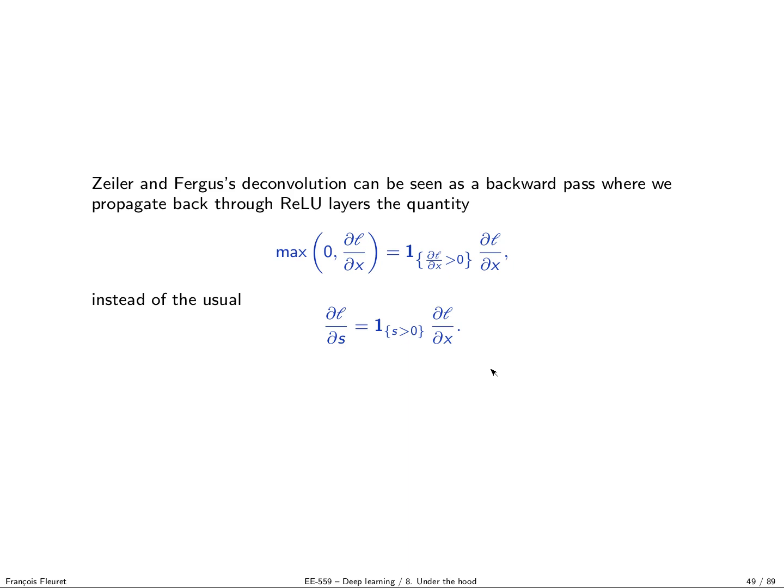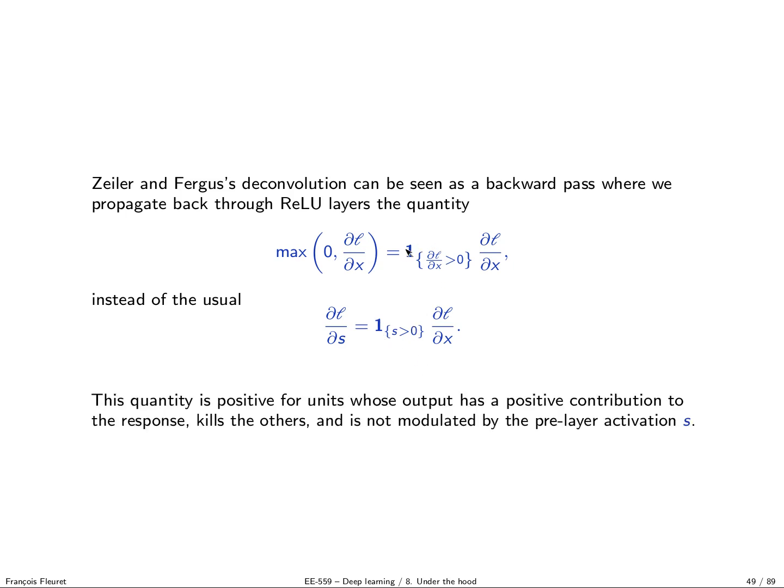What Zeiler and Fergus proposed was, when you're doing the backward pass, not weighting through the ReLU using the derivative of the ReLU, but weighting according to whether the input influences positively the final thing. So they want to highlight what are the inputs for which a positive change would make the quantity go up. So in the end, it means that instead of multiplying your derivative by the derivative of ReLU, you multiply by the indicator function of your derivative being positive.